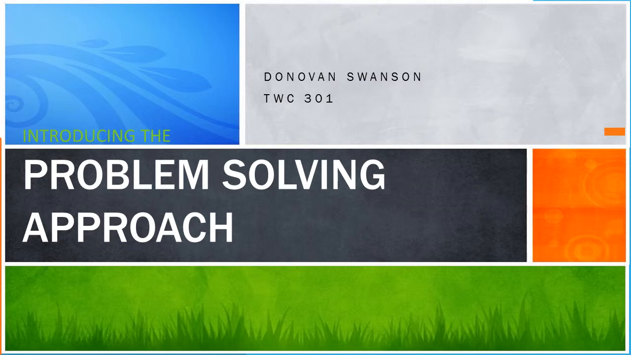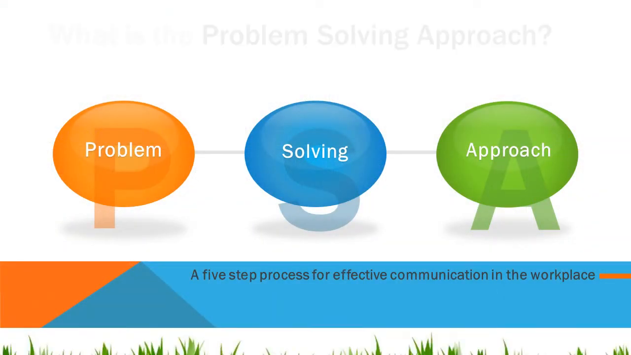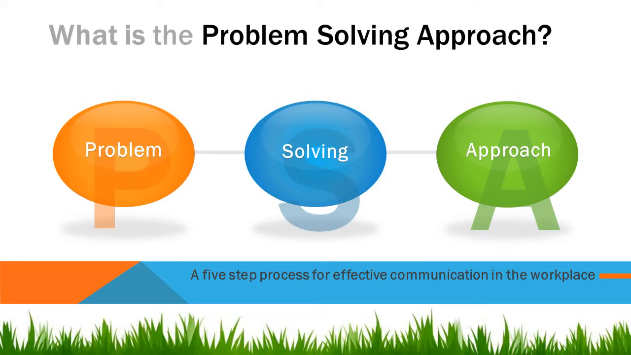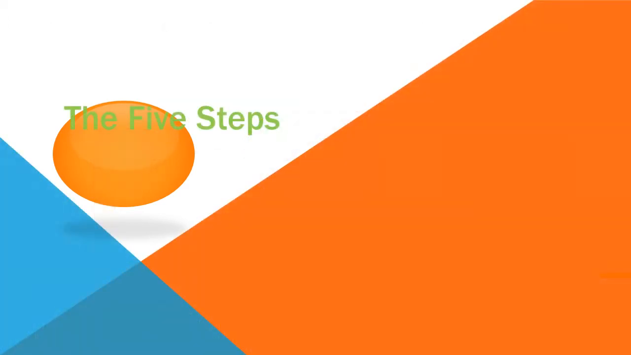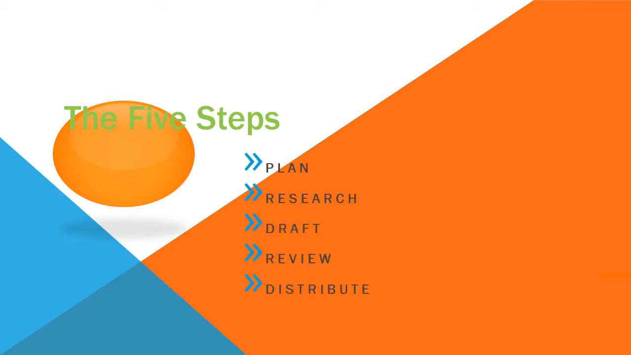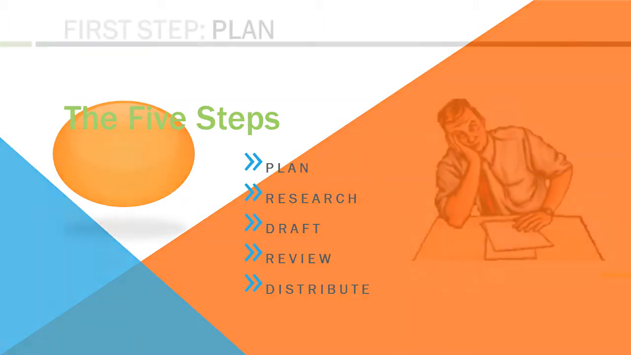In this presentation, I will be introducing you to the problem-solving approach and how to use it effectively for your writing. The problem-solving approach, or PSA, is a tool used for effective communication in writing. Basically, this tool outlines the process a writer should take in order to solve a problem, specifically in the workplace. The PSA is made up of 5 parts: plan, research, draft, review, and distribute. Each one of these steps is important for the writing process.